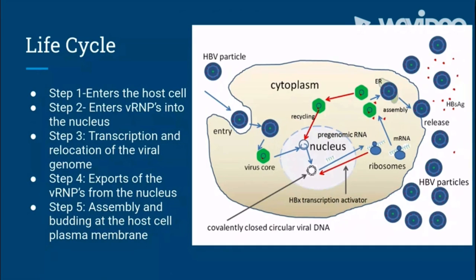The life cycle of the flu. Step 1. It enters the host cell. Step 2. It enters the vRNPs into the nucleus. Step 3. Transcription and relocation of the viral genome. Step 4. It exports the vRNPs from the nucleus. And step 5. Assembly and budding at the host cell plasma membrane.